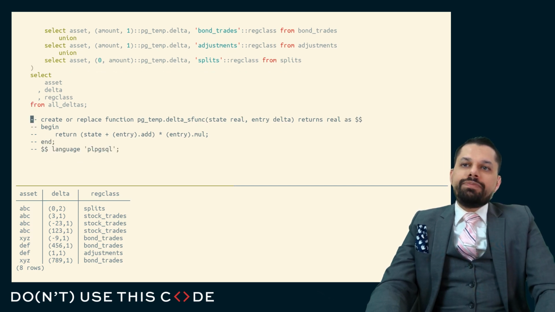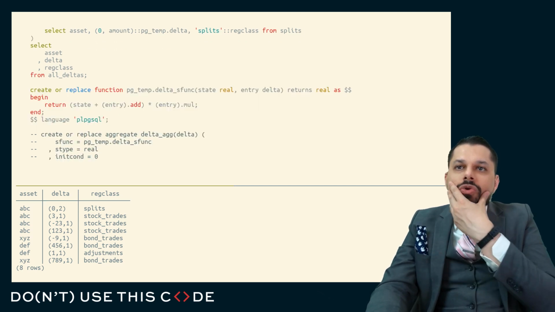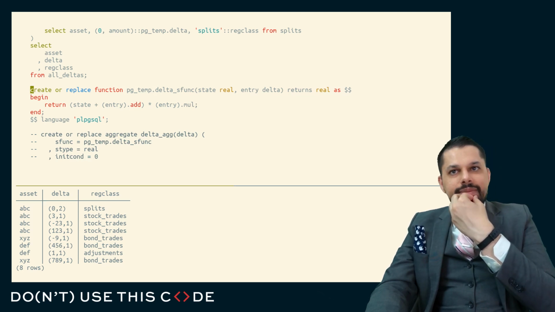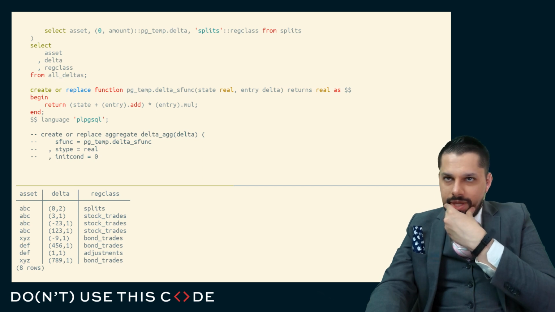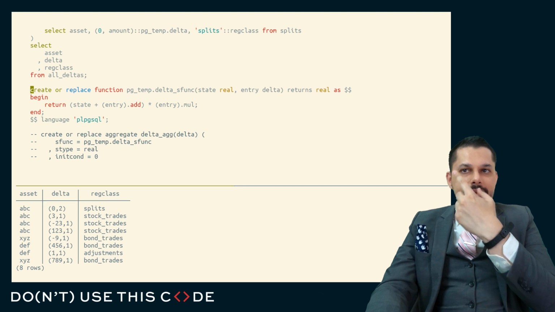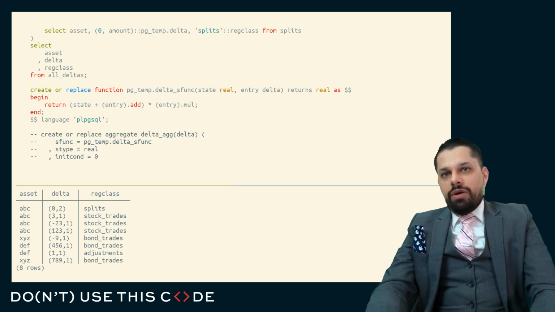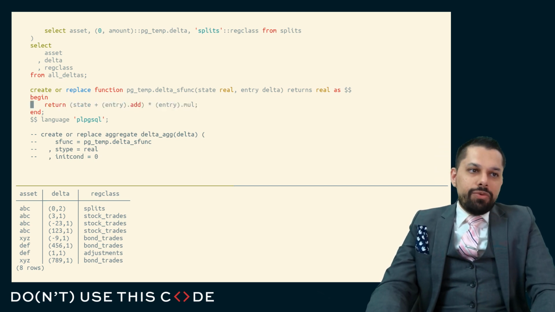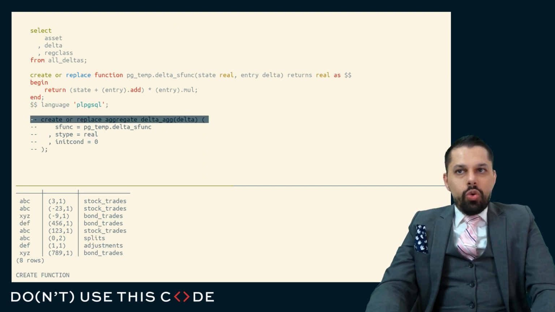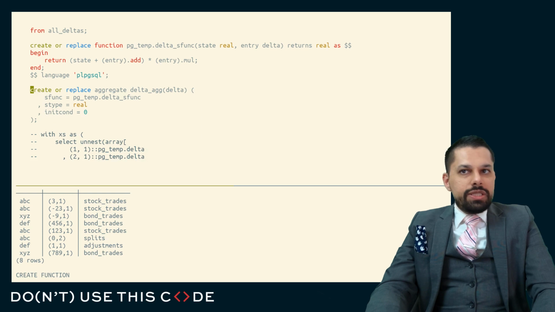Well, we could create a function. And that function that we could create could say, take some state, basically the quantity that you have right now, and take some delta, and return to me what the state update function is: take the state, and add whatever the additive change was, and multiply the result by whatever the multiplicative change was. And we could tell Postgres that this is not just a standalone function. This is actually a special aggregating function.